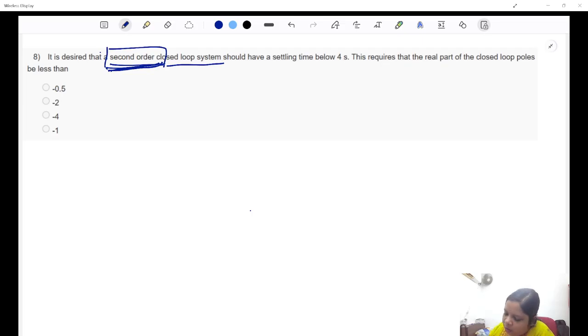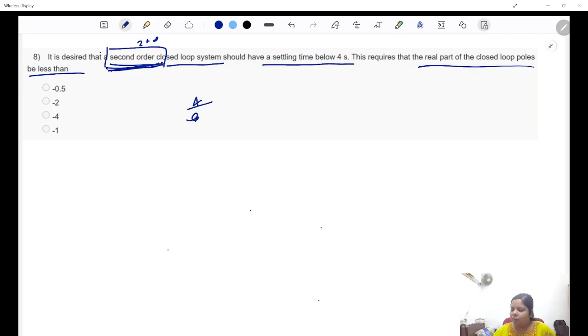So this is a second order closed loop system and it should have a settling time below 4 seconds. That requires the real part of the closed loop poles to be less than what? Do you remember the discussion that I was having, that in the settling time, zeta omega n has some role to play? That is what we are seeing here. Okay, let's solve this.